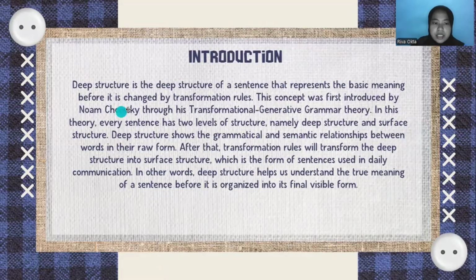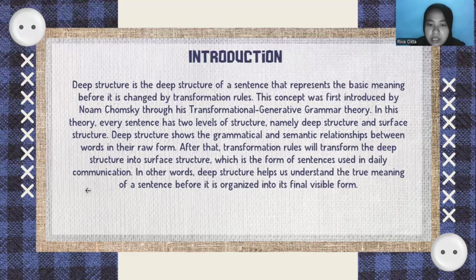The introduction. Deep structure is the underlying structure of a sentence that represents the basic meaning before it is changed by transformation rules. This concept was first introduced by Noam Chomsky through his transformational generative grammar theory. In this theory, every sentence has two levels of structure, namely deep structure and surface structure. Deep structure shows the grammatical and semantic relationships between words in their raw form.